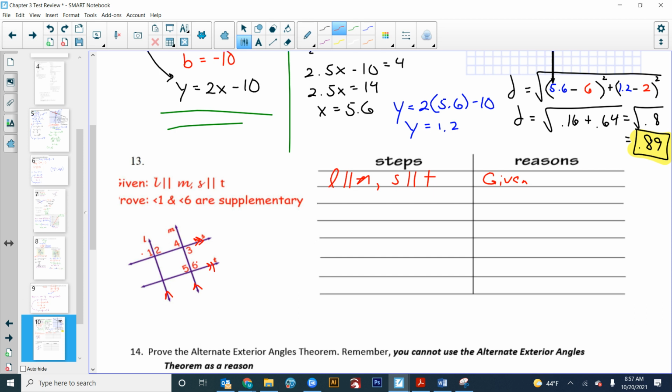So I'm kind of thinking through, I'm thinking, okay, 1's congruent to 4, corresponding. 4 is congruent to 3, vertical angles. If 1's congruent to 4 and 4 is congruent to 3, then 1's congruent to 3, transitive property. Correct? With me so far.